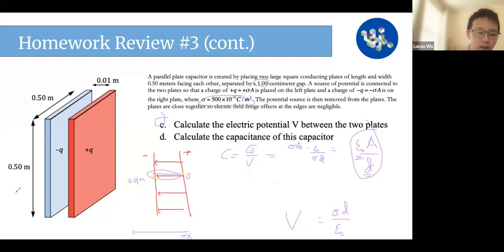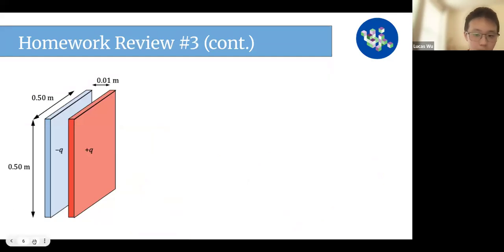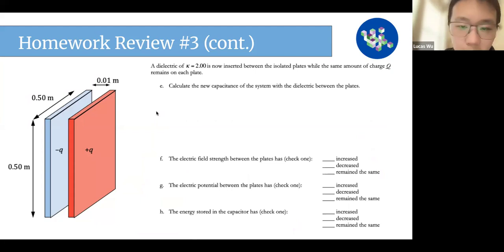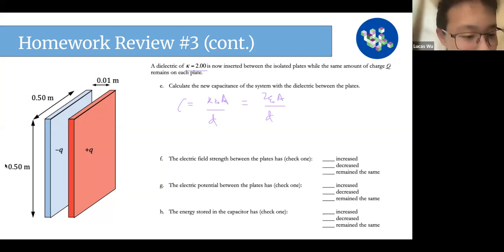Let's move on to the next parts of this question. All right, E, F, G, H. Calculate the new capacitance of the system with the dielectric between the plates. So I put a dielectric of kappa equals 2.0 between the two plates. Remember, if I have a dielectric, then C would be equal to kappa times epsilon 0 A over d. So now it equals 2 epsilon 0 A divided by d, which means your capacitance is doubled. And that's just part E.